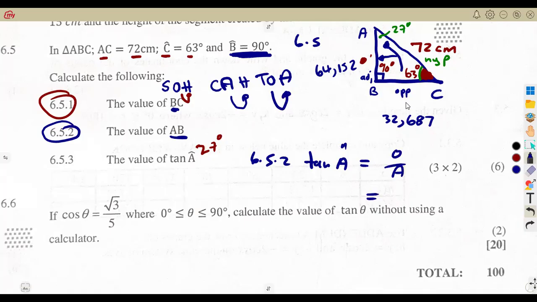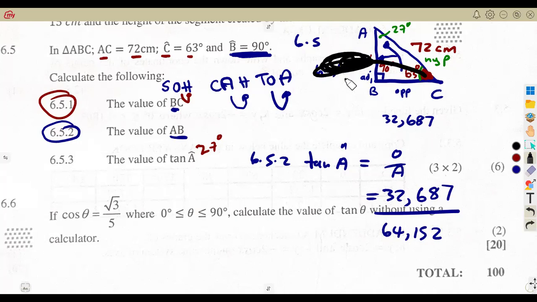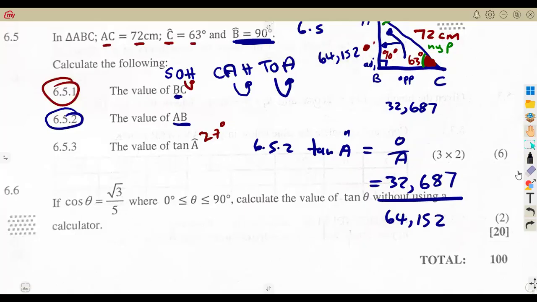So you're simply going to substitute. What is our opposite? 32,687 over what? Adjacent, which is 64,152. This is according to angle A. According to angle A, this is your opposite. You name the side according to the angle. Remember, when it was 63, this was our opposite. You name these sides according to the angle.